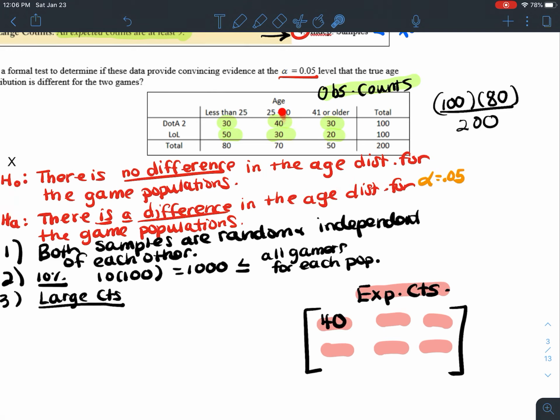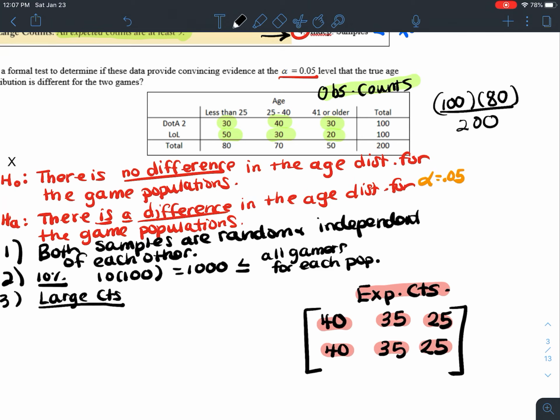I'm going to multiply that by the column total, which is now 70, and I'm dividing that by the grand total, which is 200. Okay, so if you follow that same pattern, move from one cell to the next, row total times column total divided by grand total. Do that one at a time. These are going to be your expected counts.